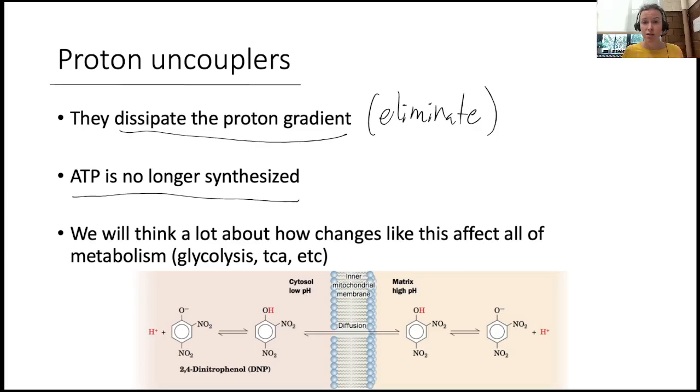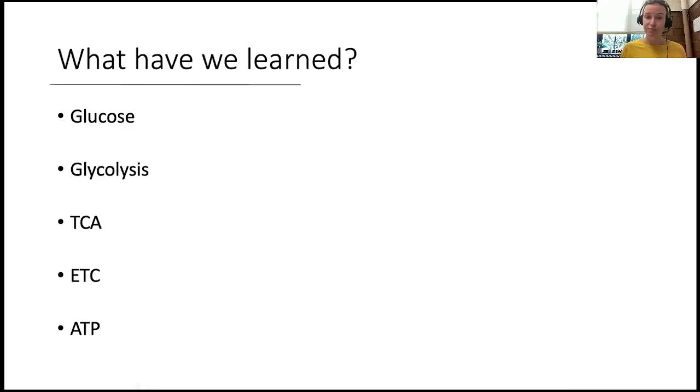This makes a lot of sense, right? If the protons can't move through the C ring, there's no rotation, therefore no ATP is synthesized. And so we're going to think a lot about molecules such as proton uncouplers. And we'll think about how changes like using a proton uncoupler will affect all of the metabolism we've learned so far, glycolysis, citric acid cycle, etc.